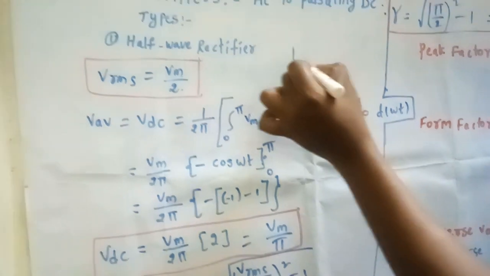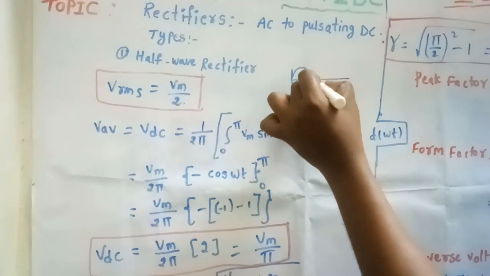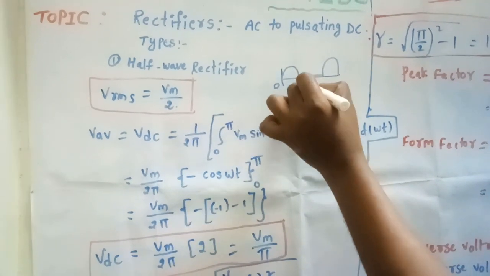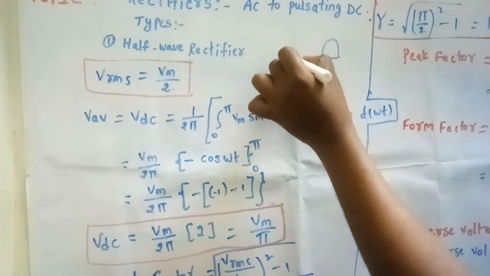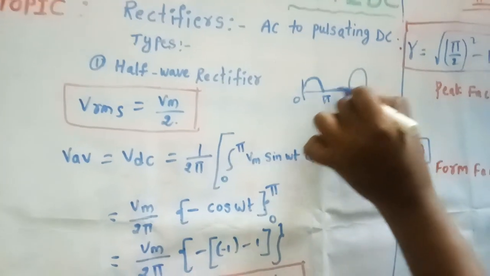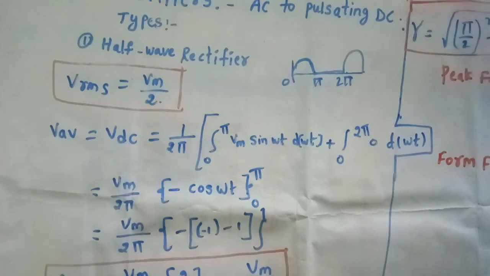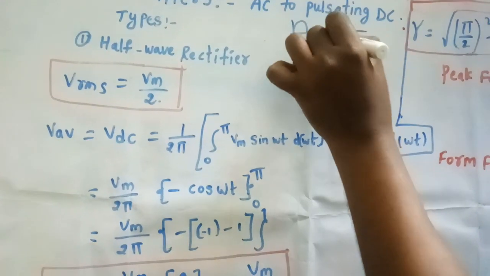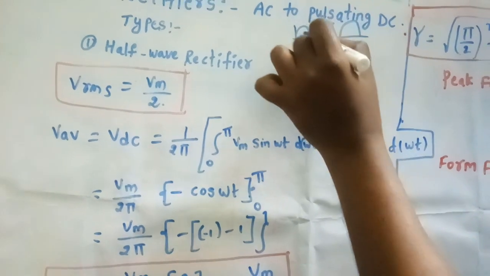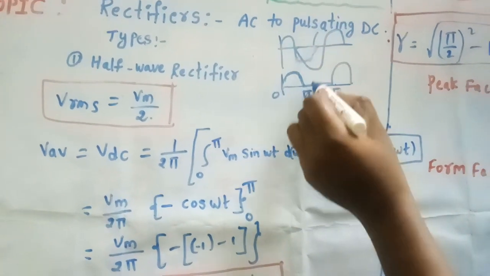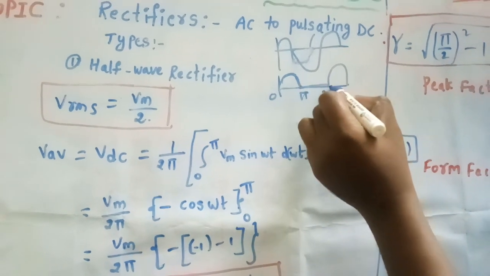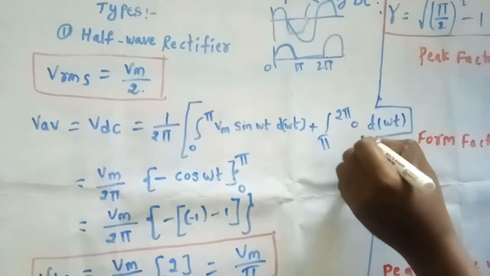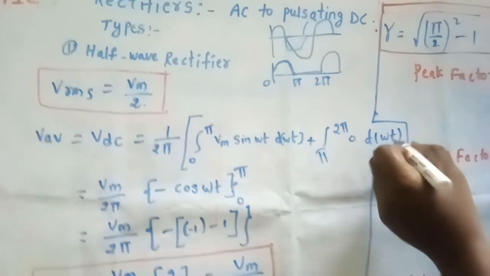We are getting output only for positive half cycles, not for negative half cycles. From 0 to pi we get the corresponding output. From pi to 2 pi we do not. For the positive peak Vm we get output, for negative peaks there is no output. From pi to 2 pi there is no output, so 0 d omega t.